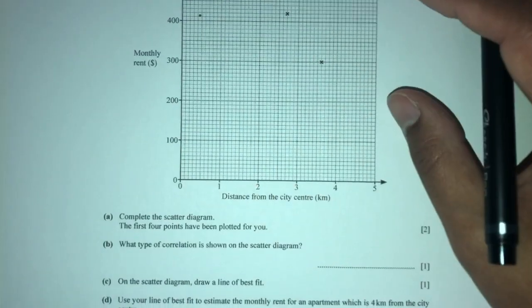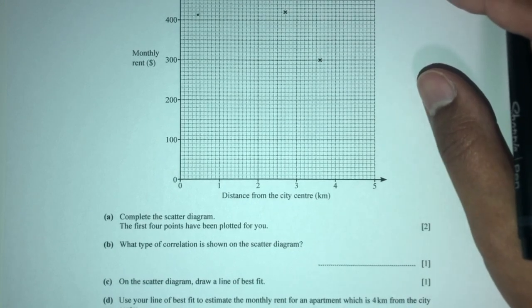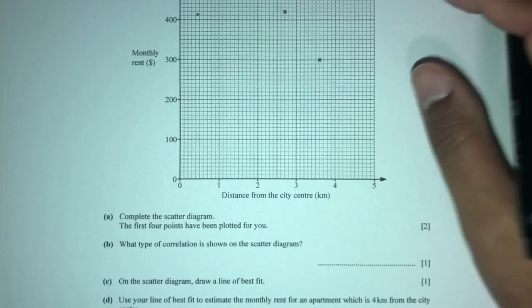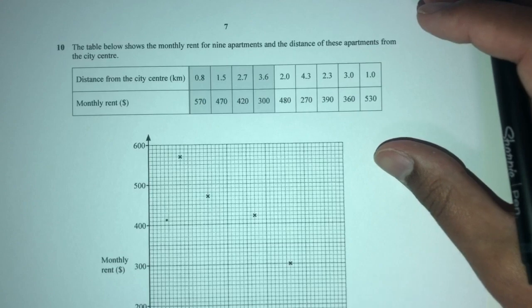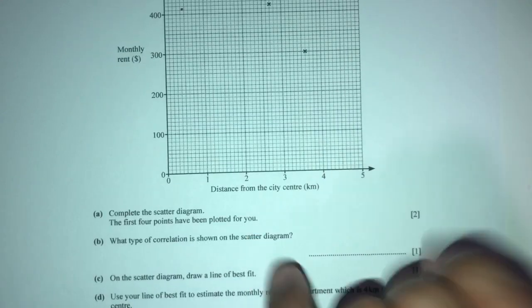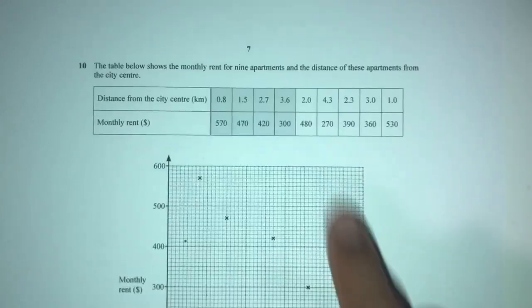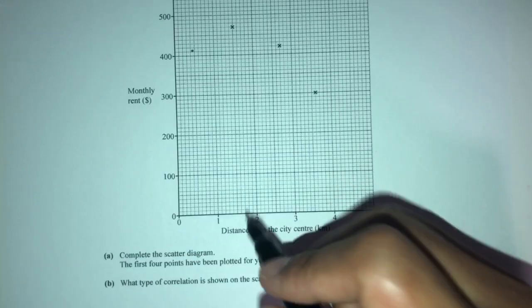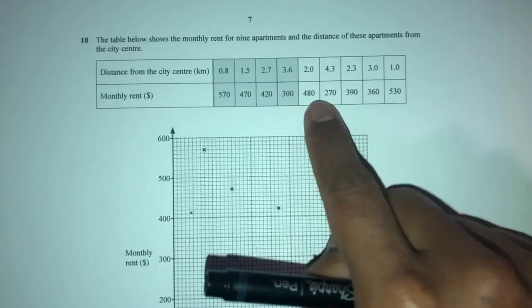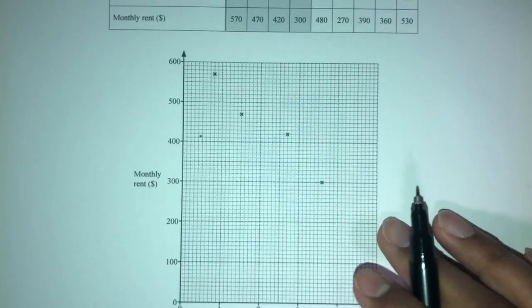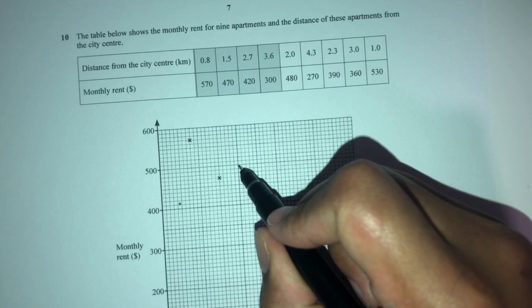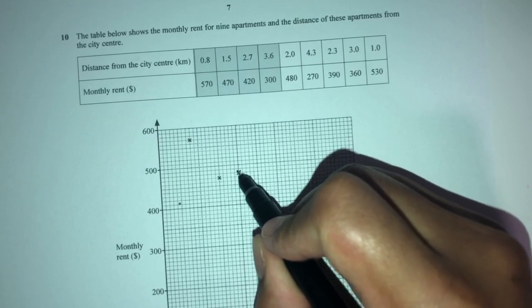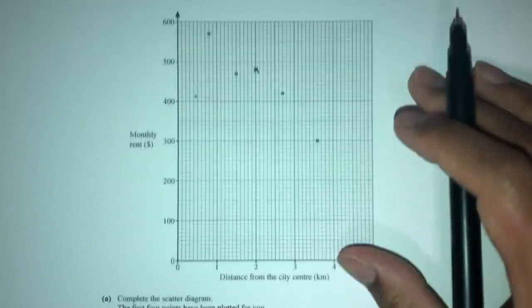So part 1 is we have to complete the scatter diagram. So the first 4 points have been plotted for you. So let's do that for the rest. We have 1, 2, 3, 4, 5 points. So on the x-axis we have distance. So first one is 2.0. 2.0 will be right here, and the y value will be 480. 480 will be somewhere right here. Then we have 4.3, 270.